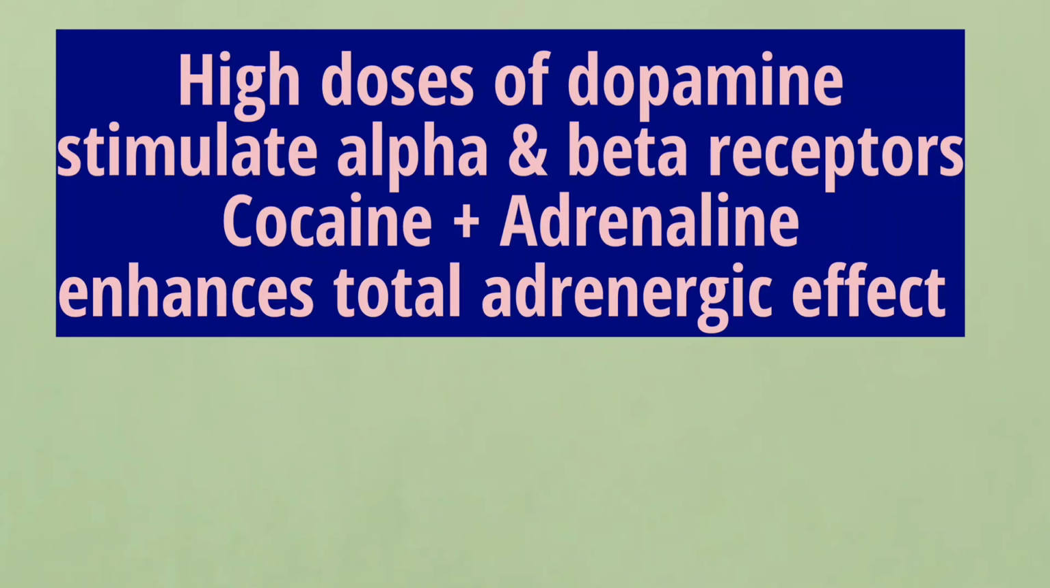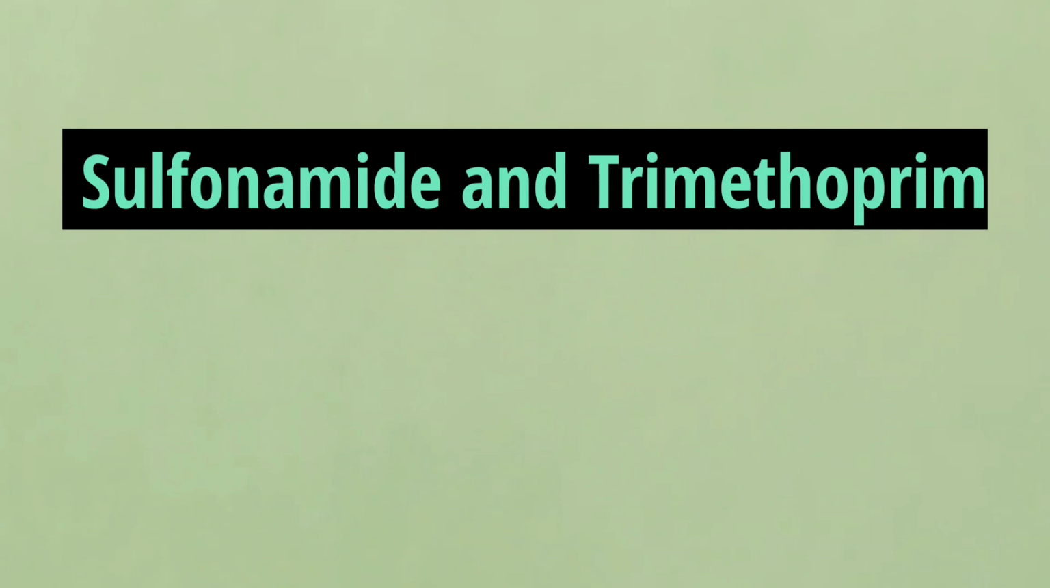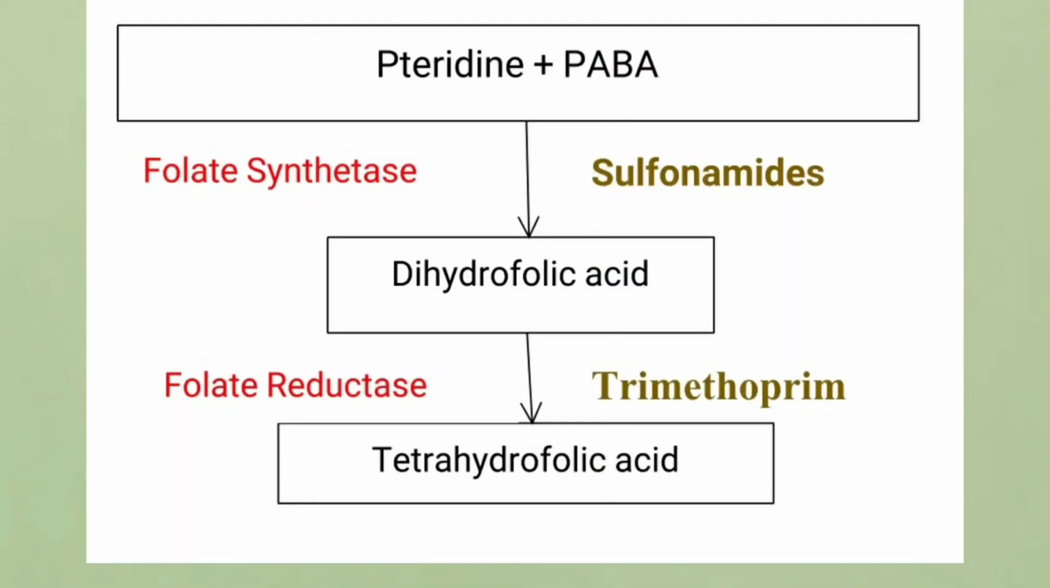Next example, combination of sulfonamide and trimethoprim produces sequential blockade in the synthesis of folic acid, which is necessary for bacterial multiplication. Individually, the drugs are bacteriostatic, but the combination produces a bactericidal effect. The steps in the synthesis of folic acid are: pteridine combines with PABA to produce dihydrofolic acid in the presence of folate synthetase enzyme. The folate synthetase enzyme is inhibited by sulfonamide. The next step, where dihydrofolic acid gets converted to tetrahydrofolic acid in the presence of folate reductase. Folate reductase is inhibited by trimethoprim. Sulfonamide, when combined with trimethoprim, inhibits folic acid synthesis and bacterial multiplication.